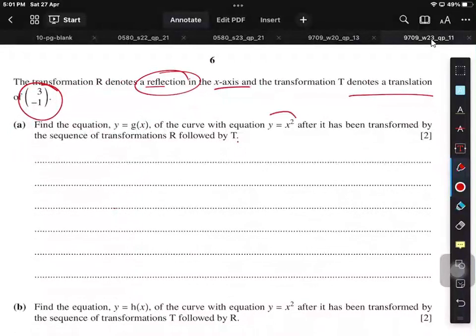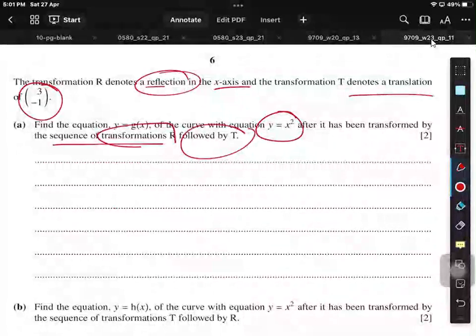Now, this is the equation that we are given that we have to transform, and that has been transformed by the sequence of transformation R followed by T. So first we have to do the reflection and then we have to do the translation. So to do reflection first, we multiply the whole equation by minus, right? So that would become minus x squared after reflection.